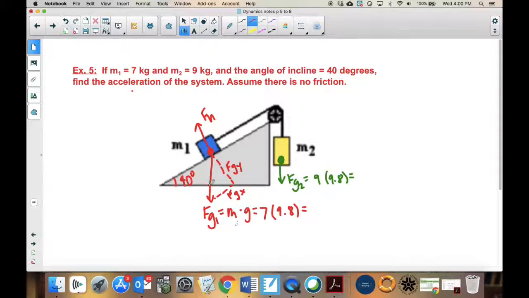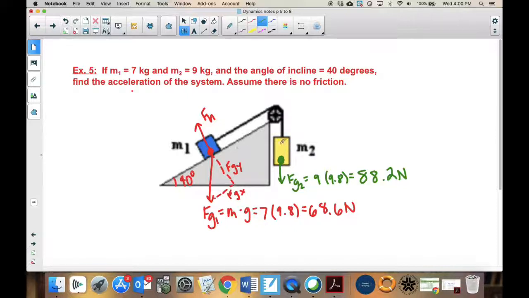The gravity acting on mass 1, it is 7 kilograms, so it's 7 times 9.8, which comes out to be 68.6 newtons. So we have 68.6 newtons there. We also want to find the force of gravity acting on the other mass, and that mass is 9 kilograms times 9.8, which is 88.2 newtons. So we have that gravity working in that direction.